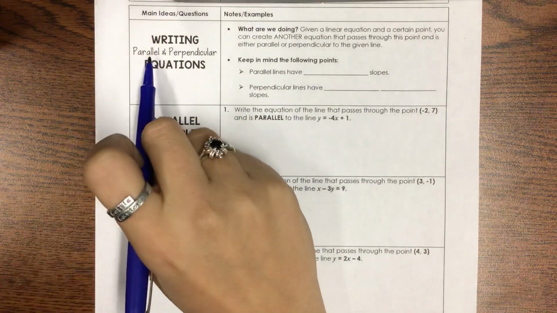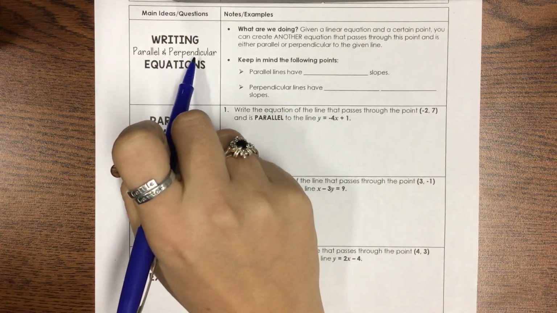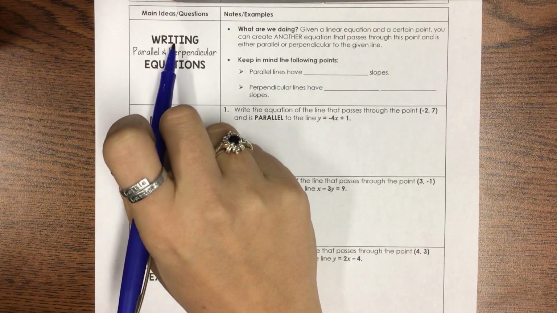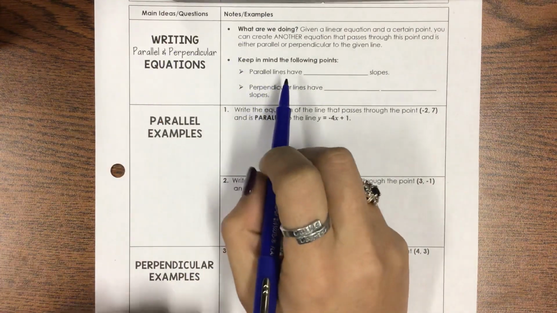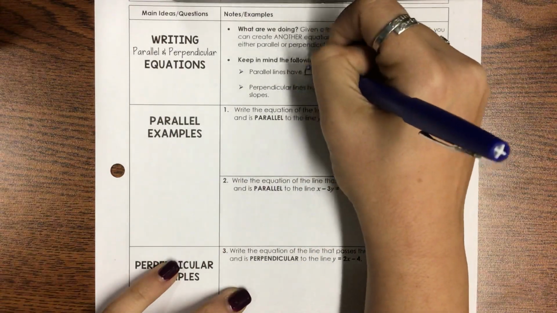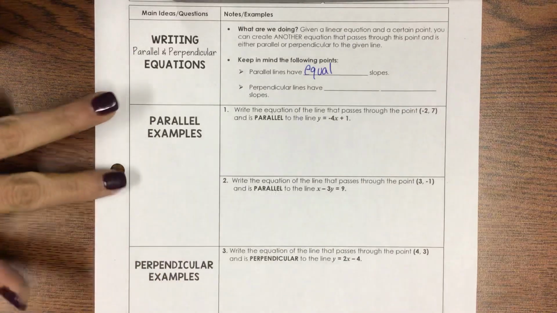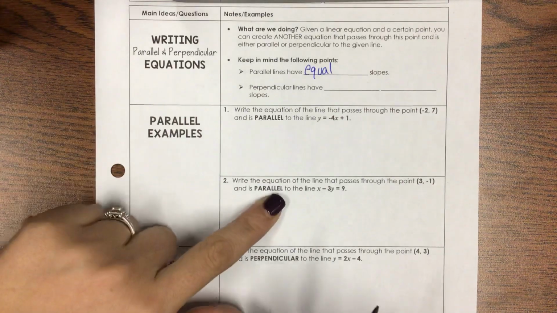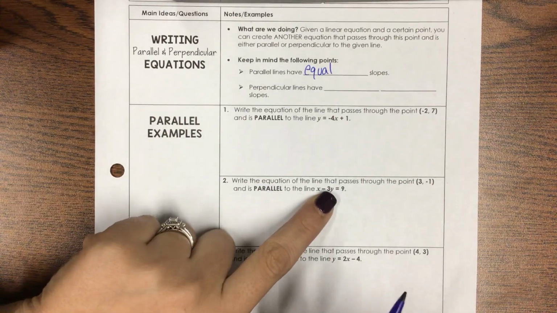So we're still working with parallel and perpendicular equations, but today we're actually going to write an equation. So you want to remember that parallel lines have equal slopes. So we're going to start out with just our two examples for parallel lines. And I'm actually going to start with number 2 because number 2 has a few more steps.